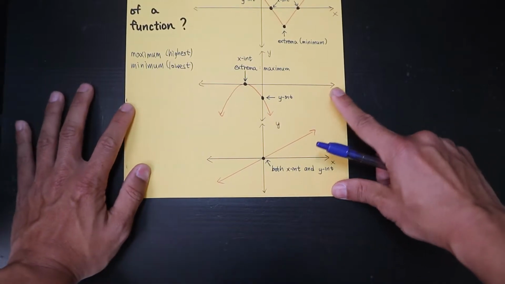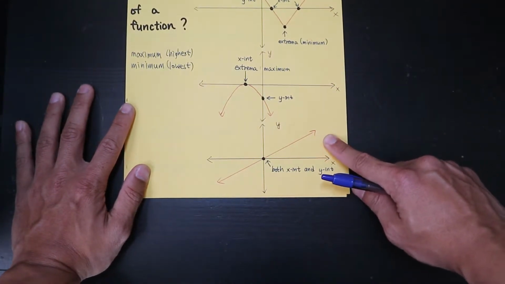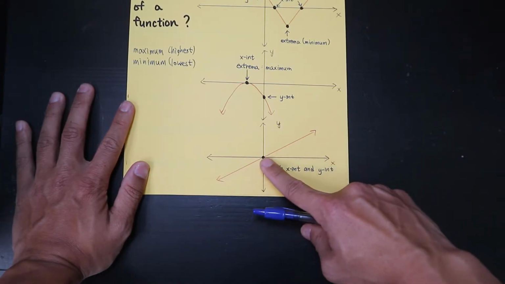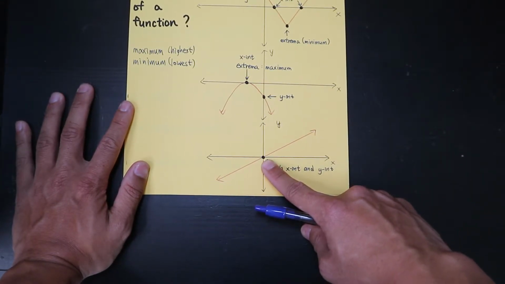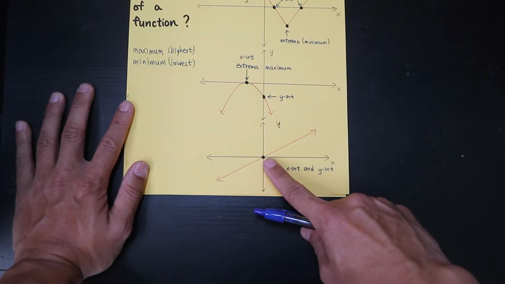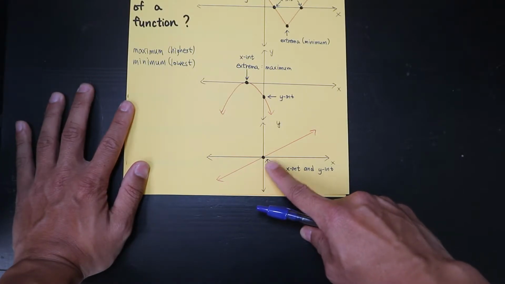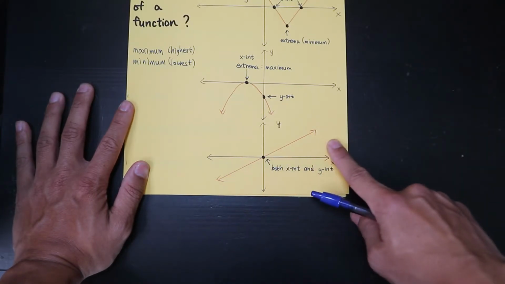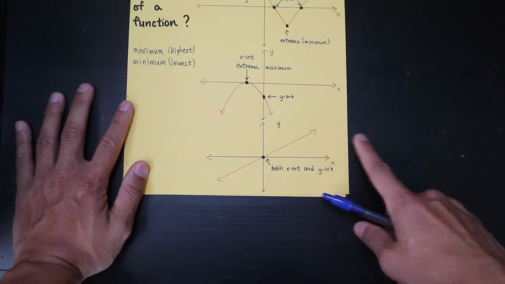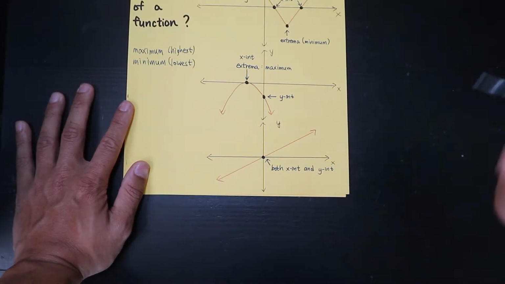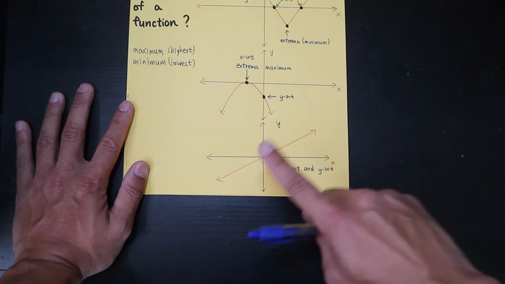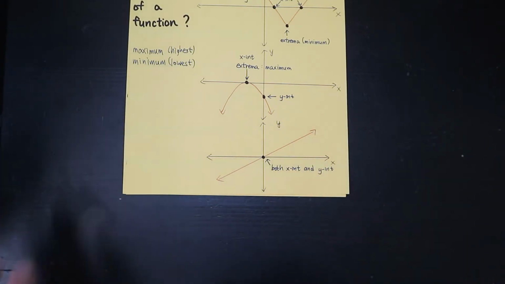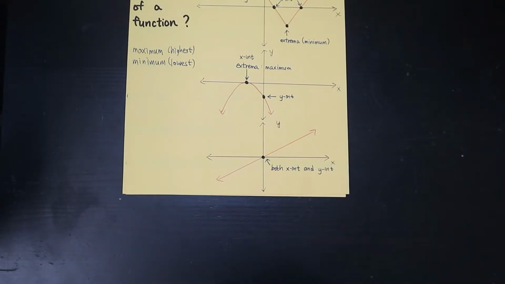The last example, this is a linear function, right? The name of the parent function is linear functions. I see that this linear function crosses the x-axis and y-axis at 0, right? And so therefore, this dot is considered both x-intercept and y-intercept. And this line does not have the highest point or the lowest point because there's no top of the hill or the bottom of the valley. It just continues going up, has a positive slope. So therefore, there's no maximum or minimum in this graph.